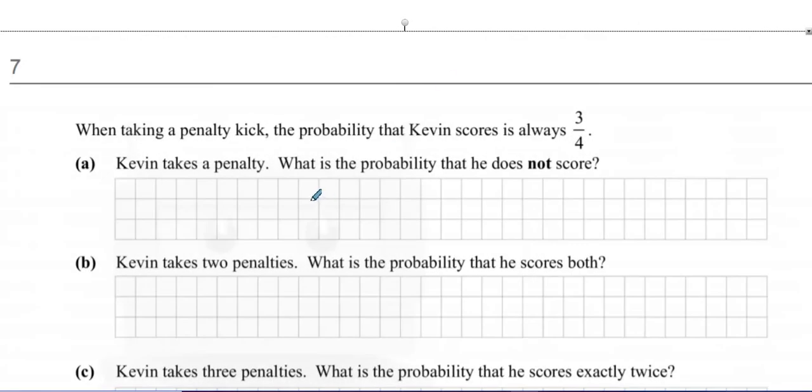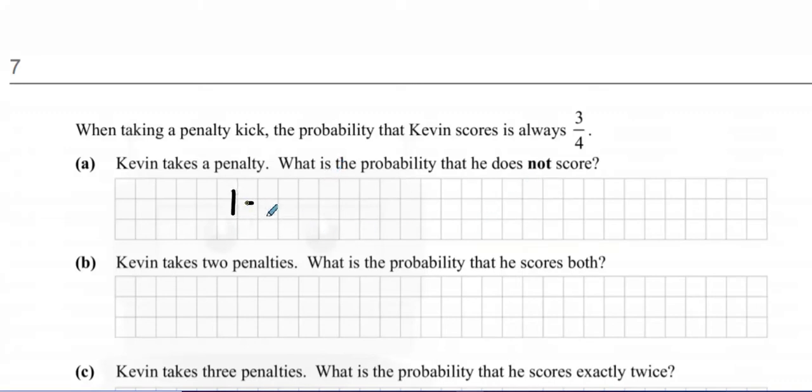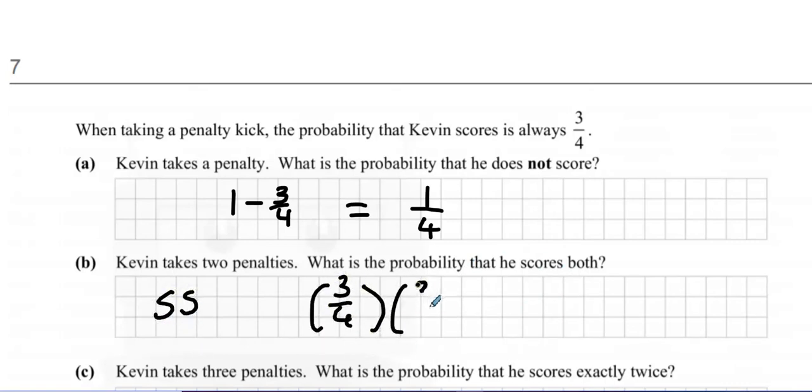Alright, when taking a penalty, Kevin always scores 3/4. What's the probability he does not score? Well, it's 1 take away 3/4. If he scores 3 out of 4 times, he misses 1 out of 4 times. Kevin takes 2 penalties. What's the probability he scores both? So score and score. So that's 3/4 multiplied by another 3/4, which is 9/16.